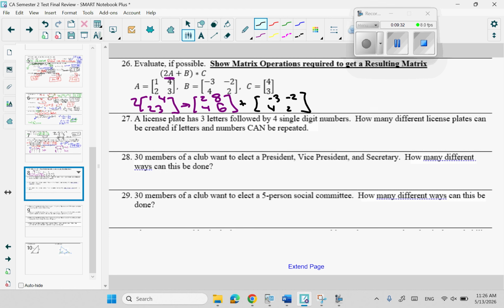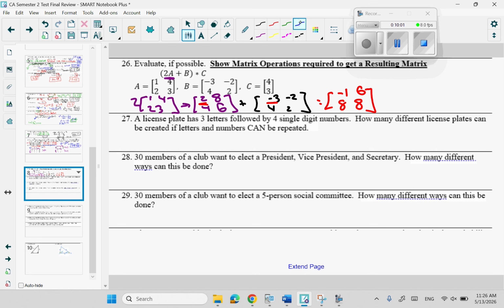One thing to check quickly, what do you need in order to add or subtract matrices? They have to be the same size. So both of these matrices, importantly, are 2 by 2s. So I can add them. You just add corresponding pieces. So 2 plus -3, which is -1. 8 plus -2, which is 6. 4 plus 4, which is 8. 6 plus 2, which is 8.